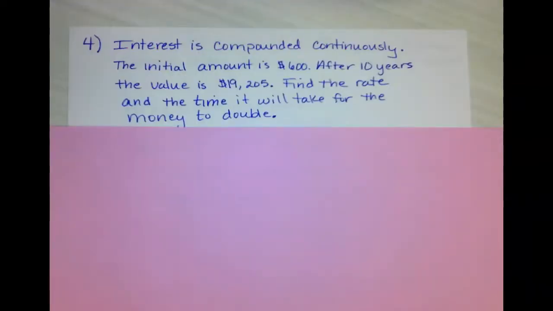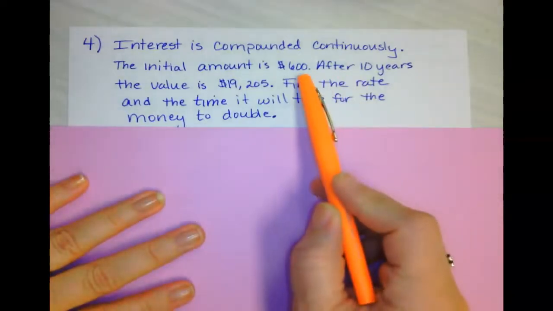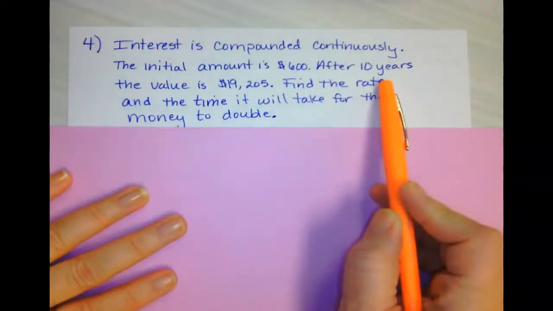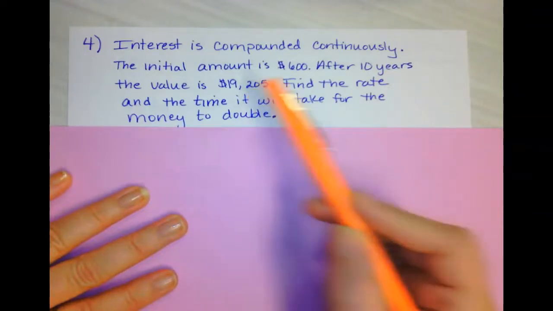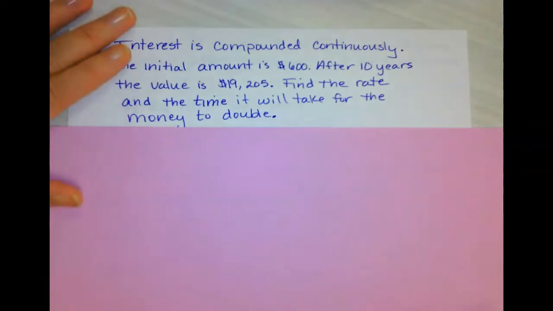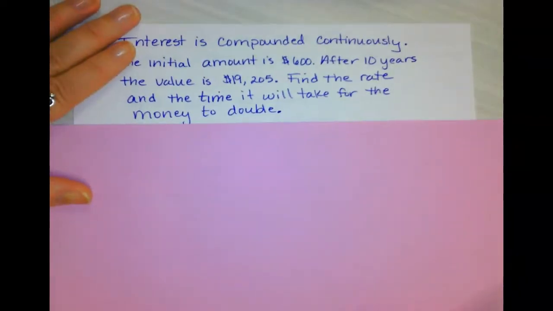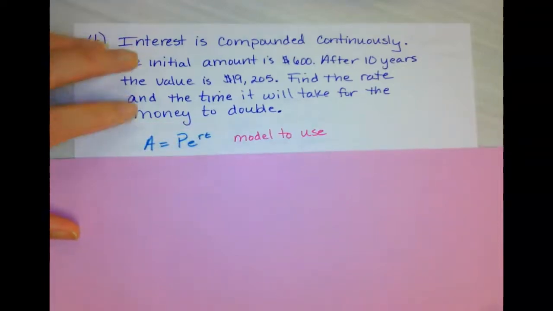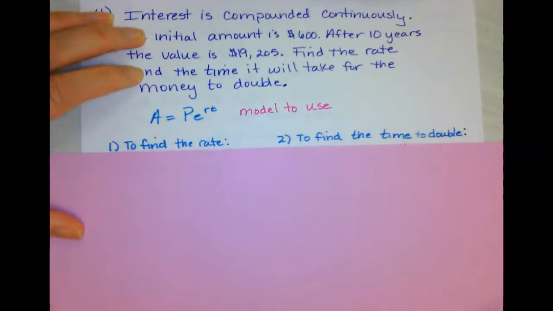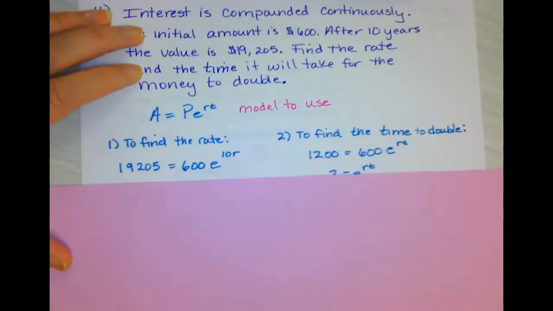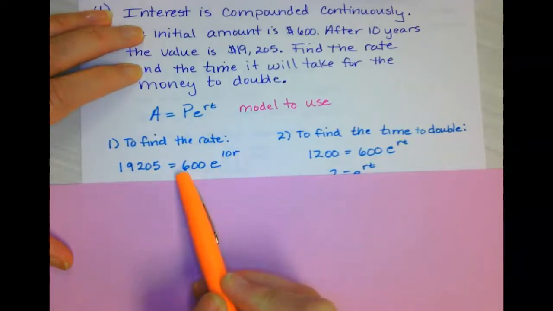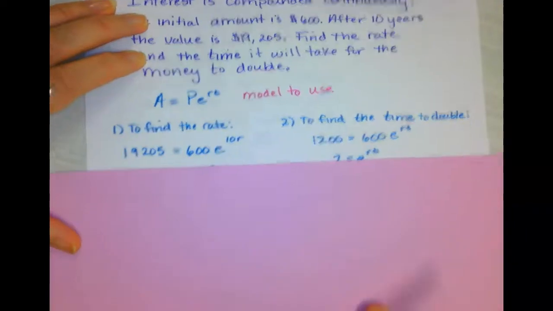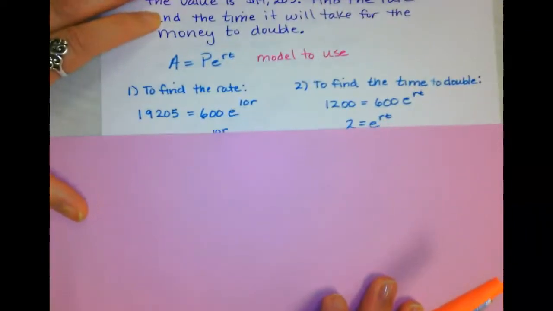Question 4 is compounding continuously. So we have an initial amount of 600. We want to know what it's going to be after 10 years. The value is this after 10 years. What was the rate that was used to make that? So we want to find out when it's doubled, and we're looking for the rate that it took for it to double. Okay, so that's definitely the compounding continuously formula. So we're going to plug in to find the rate. We're going to put in the amount at the end of the 10 years and the initial amount. We don't know what R is, so now we use our steps to find R.